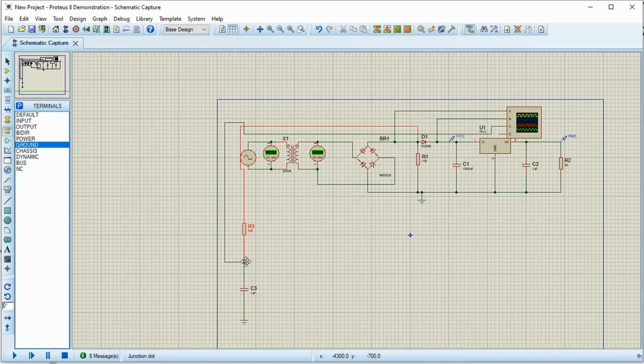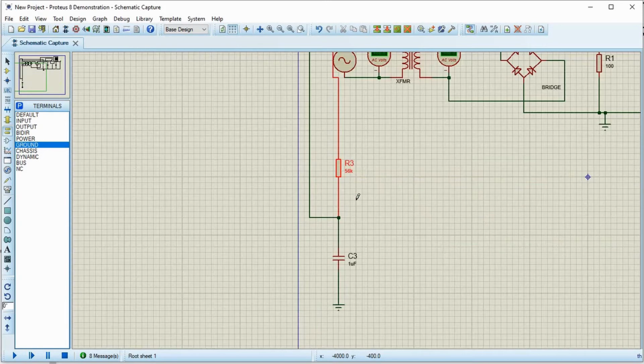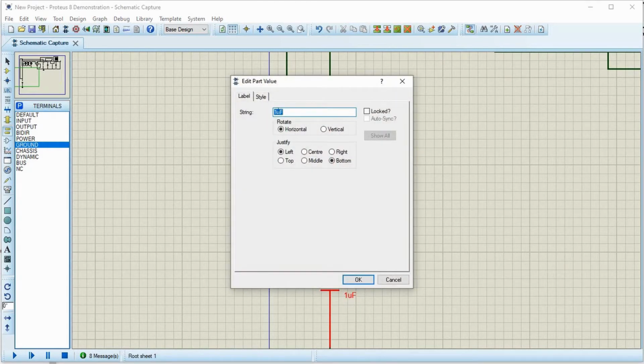So now we have a DC voltage at this point, which is proportional to the AC input voltage. So we should not select a very high value of capacitor. I can put like 100 microfarad. For example, let me put 100 microfarad.